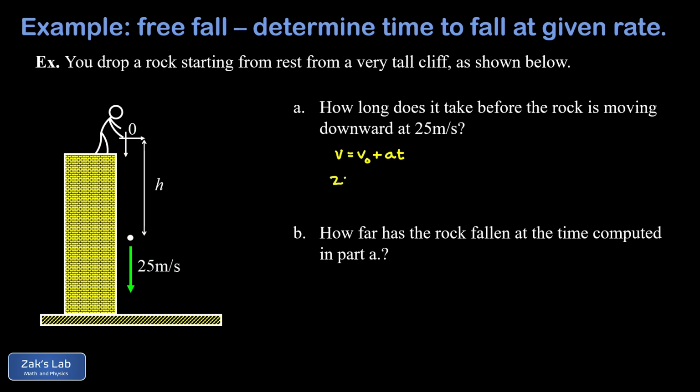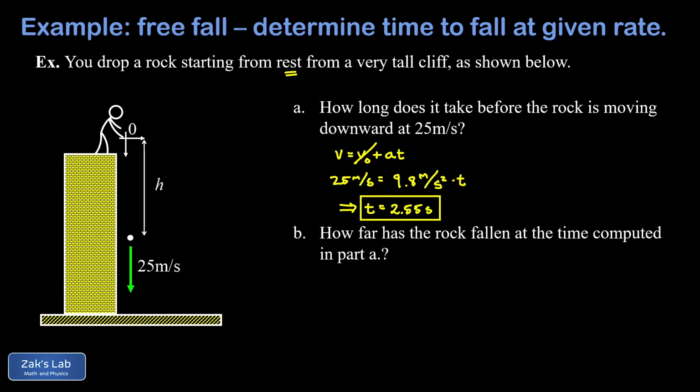So we can just go ahead and plug in our 25 meters per second. Our initial velocity was 0 because we were told this thing started from rest. And our acceleration is positive, again, because we're using a downward coordinate system, positive 9.8 meters per second squared. And t is the only unknown there. So t is just 25 over 9.8, and we arrive at a time of 2.55 seconds.